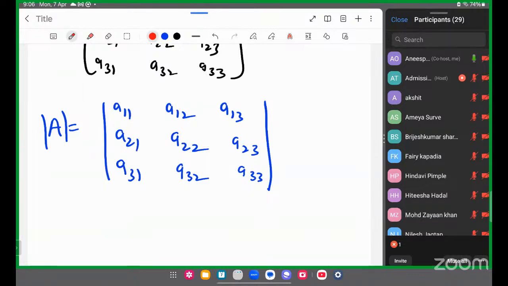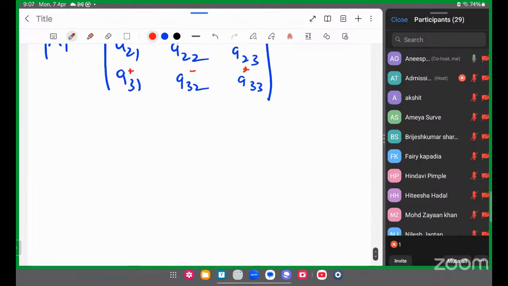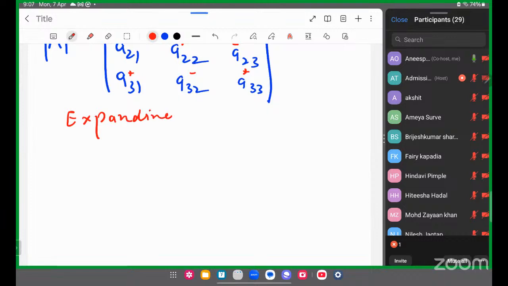The rule for doing this is that first of all you will have to decide the sign convention of the elements, which starts from plus sign. So this will be plus, minus, plus, minus, plus, minus, plus, minus, plus. Plus minus will be in alternating sense. Now we can expand it using R1, R2, R3 or C1, C2, C3. Let's say we are expanding the determinant using R1.